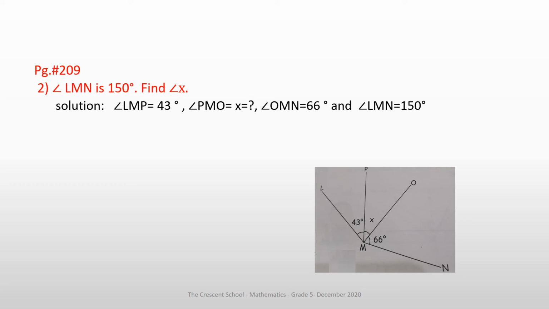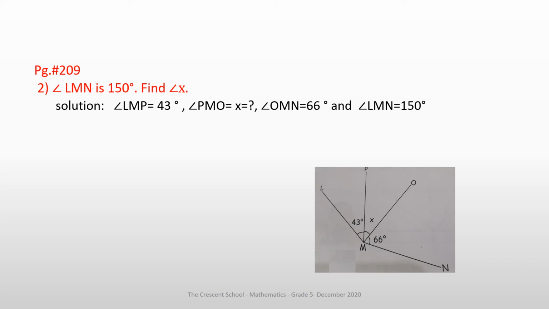Page number 209, question number 2. Angle LMN is 150 degree. Find angle X. We will calculate angle X by applying property of adjacent angles. Solution. Angle LMP is given, that is 43 degree. Angle PMO is equal to X, and this is unknown angle. Angle OMN is 66 degree and angle LMN is given, that is 150 degree.